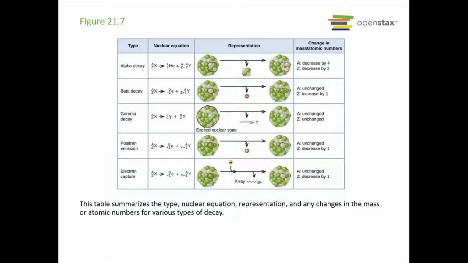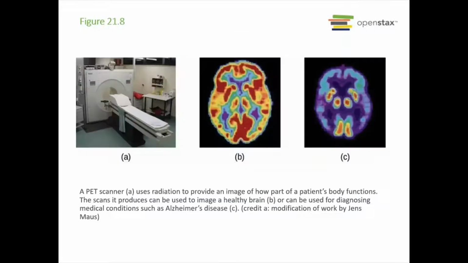Your book gives you a very nice table summarizing the different types of decays, their nuclear equations, and what changes. I would definitely mark this page in your book, whether it's online, where OpenStax lets you do bookmarks, or a physical book, to be able to refer back to it.